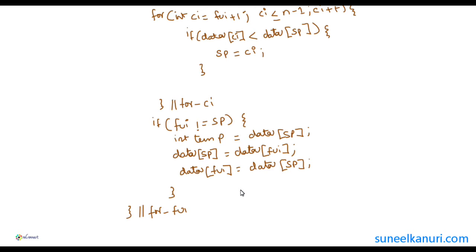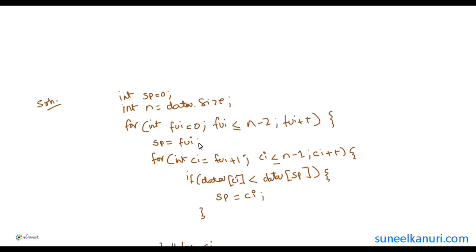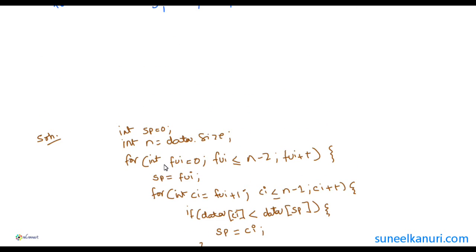And that's it. So what we did was we set SP to 0. We initialize our n to point to the size of the data set, and we iterate over FUI from 0 to n minus 2, which is basically the one element before the last element. And the reason we do that is by the time the sorted set came over to the element just to the left of the last element, it already has all the elements sorted. And the last element is obviously the largest element in the set because the sorted set already has all the smaller elements. So there's no point in doing anything with the last element. That is the reason why FUI is pointing to n minus 2.